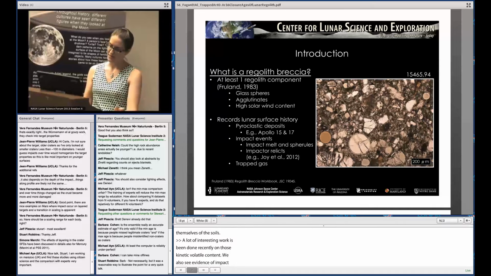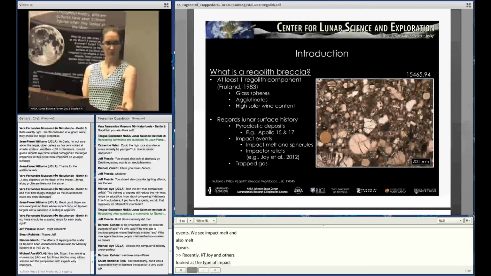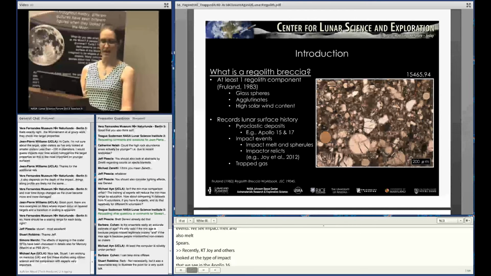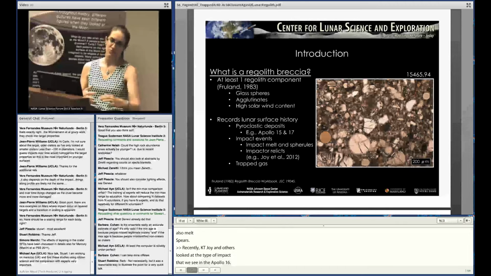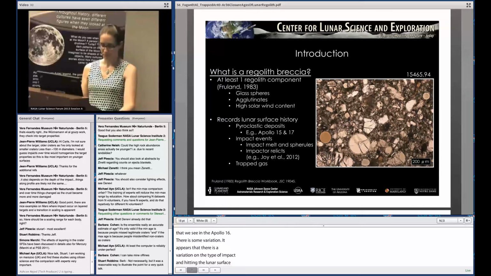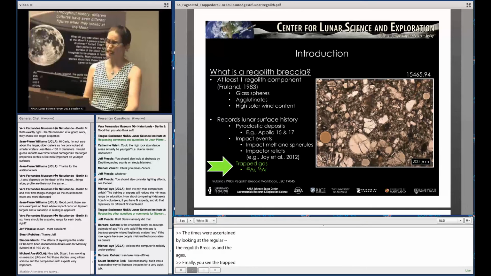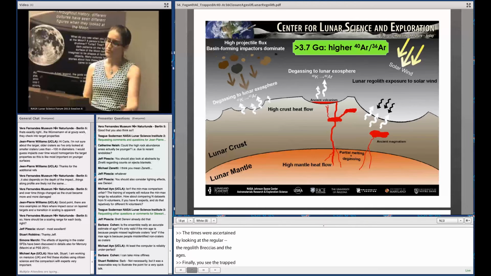These have been seen in the past, but recently Katie Joy and others in 2012 looked at the type of impactor relics that we see in the Apollo 16 ancient regolith breccias. And there is some variation. It appears that there's variation in the type of impactor hitting the lunar surface, and really the whole Earth-Moon system, at different time periods. And the time periods were ascertained by looking at the regolith breccias and the closure ages. And finally, we see the trapped gas values in these regolith breccias are recorded. And this is really what I'm going to focus on today, particularly with the argon-40 and argon-36 values.